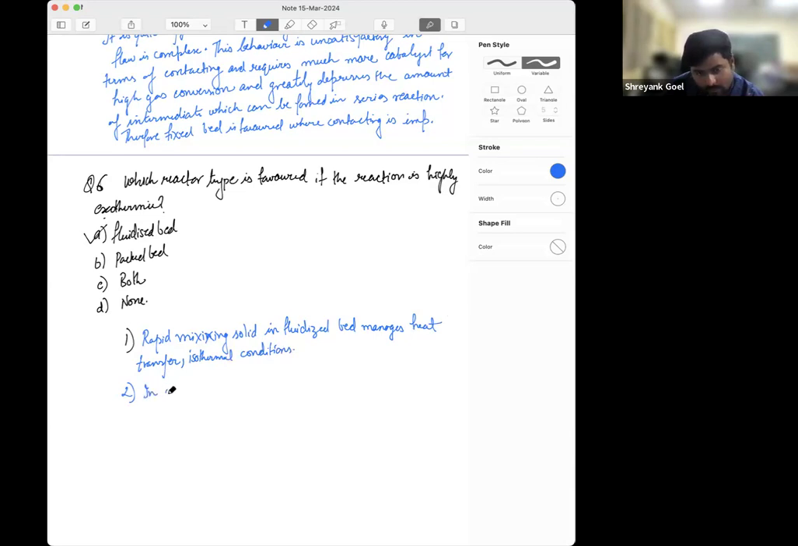In case of a packed bed, the issue is this, that there may be formation of hot spots or moving hot fronts are likely to develop. Therefore, a packed bed is not preferable in this case.